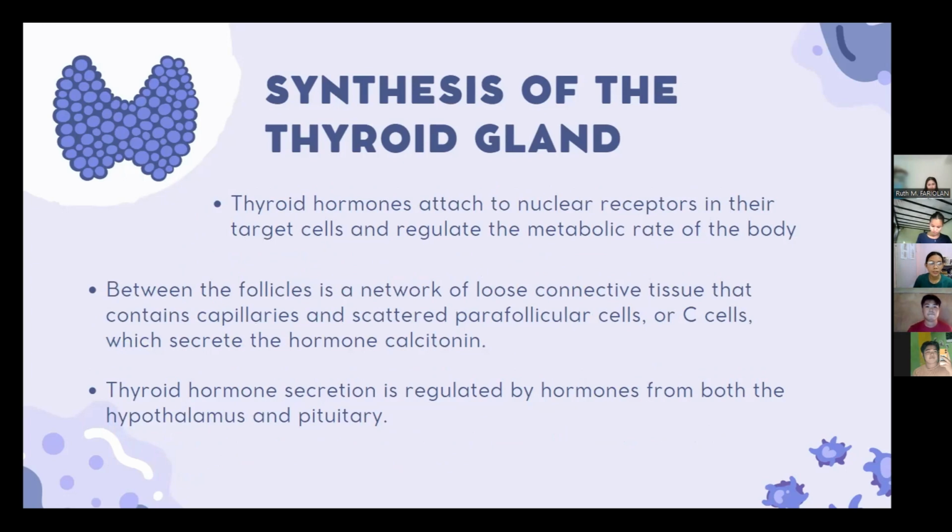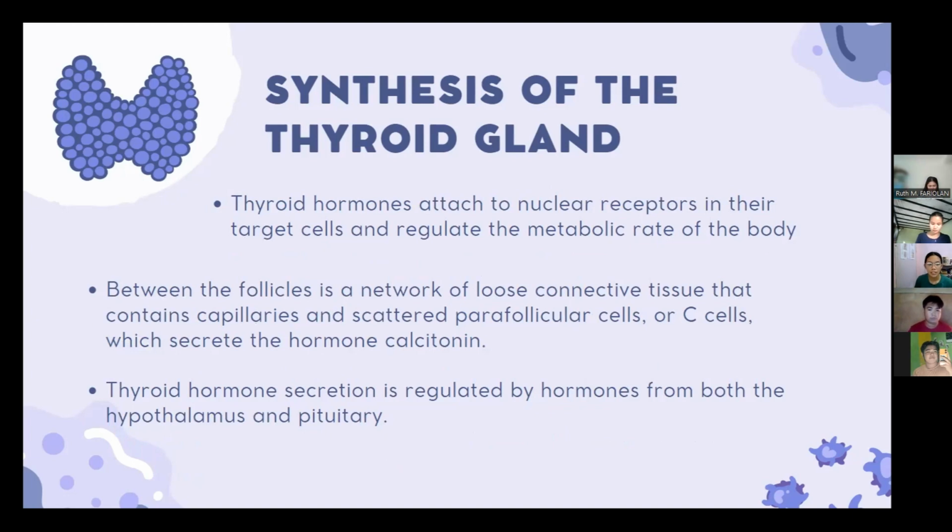So, the thyroid hormones attach to nuclear receptors in their target cells and regulate the metabolic rate of the body. Once the T3 and T4 are bound, they modulate gene expression, playing a key role in the regulation of the body's metabolic rate. This means they control how fast cells convert nutrients into energy, affecting the overall metabolism.